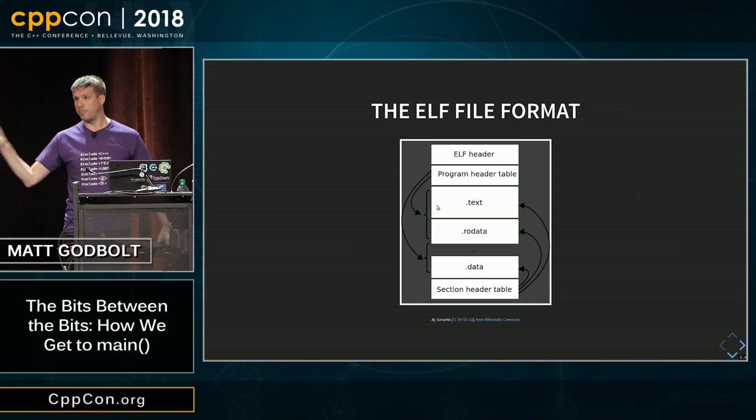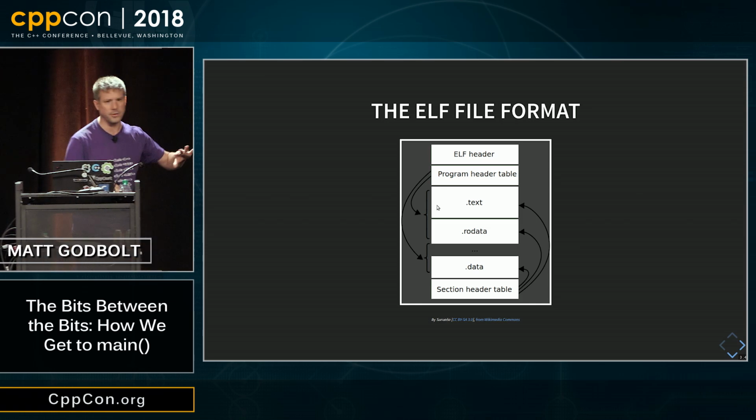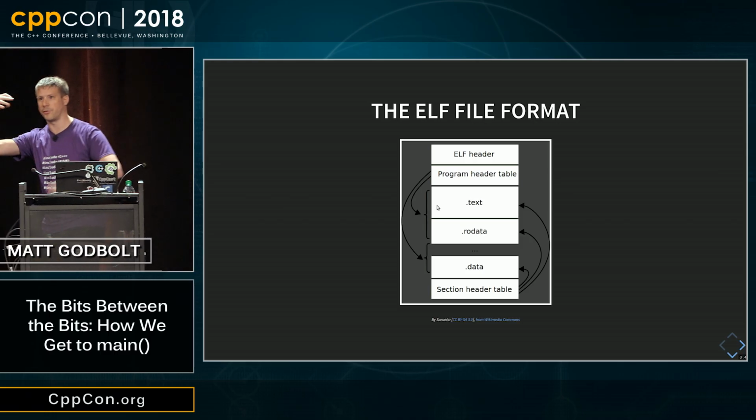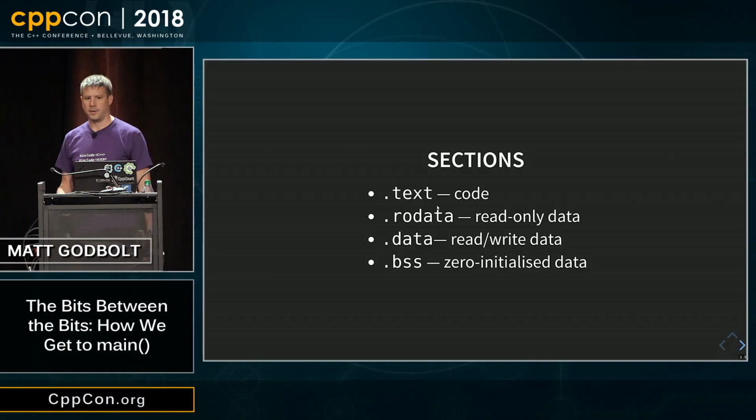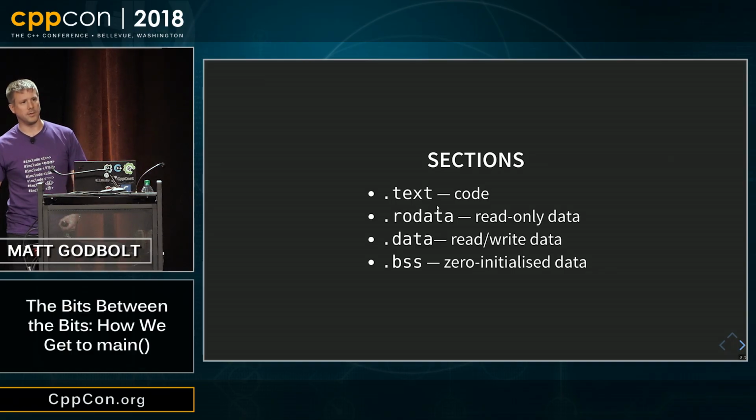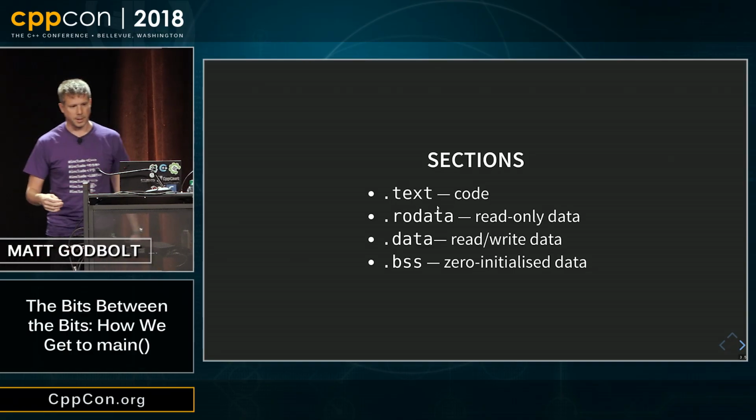It has chunks of binary data which constitute sections. We'll talk about those in a second. And then at the end, there's a section header table that explains where all those sections are, what their names are, what properties they have. It's not a great picture, by the way, but it was the easy one to steal from Wikipedia.